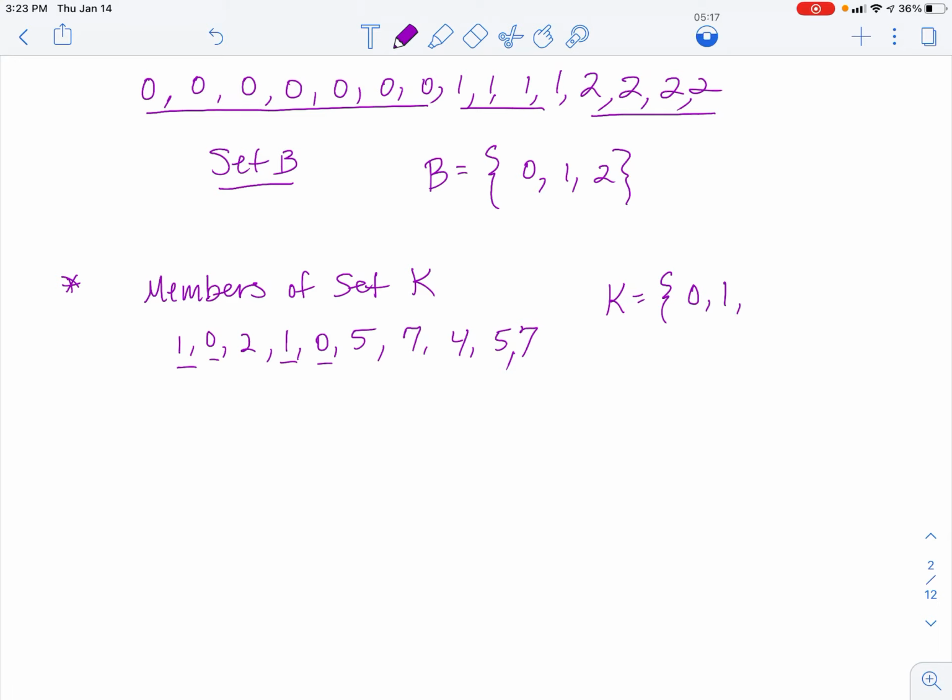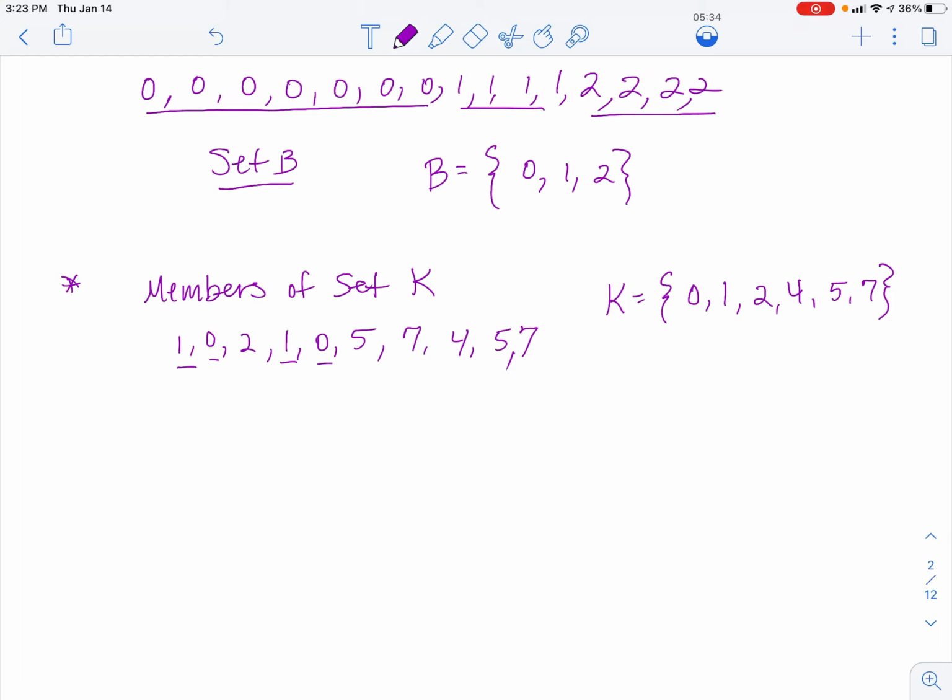Now, I am going to put these in order because I can see clearly the order that they need to be in. Okay, so you list them inside the set K. So this is saying K is the set whose members are 0, 1, 2, 4, 5, and 7.